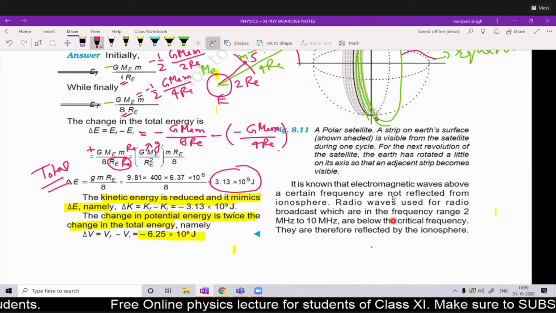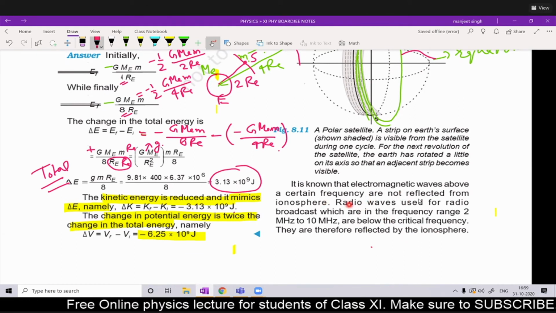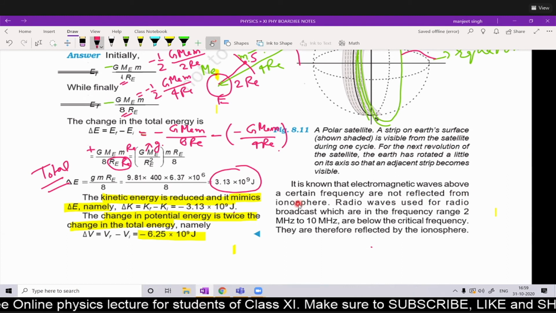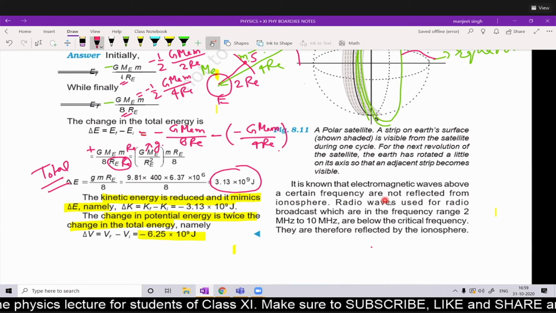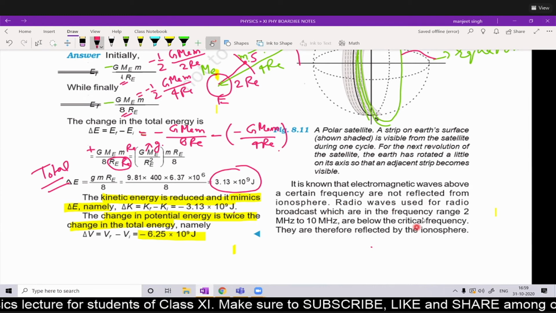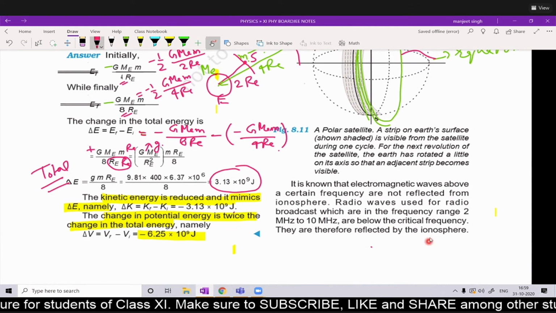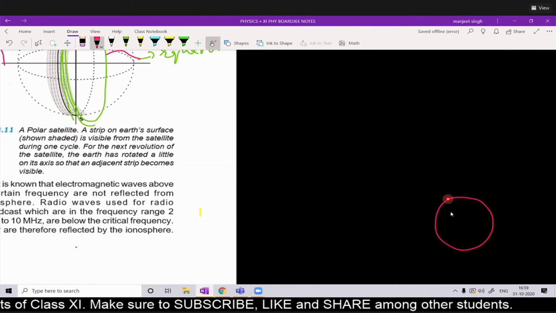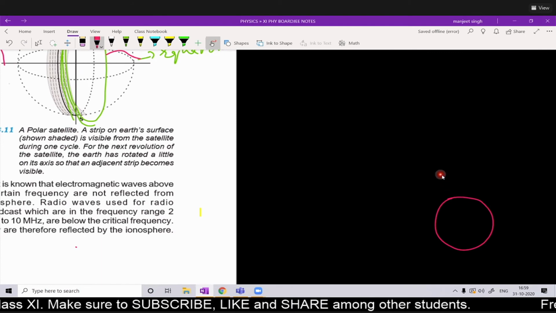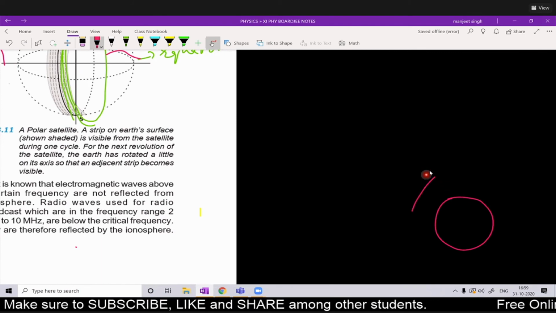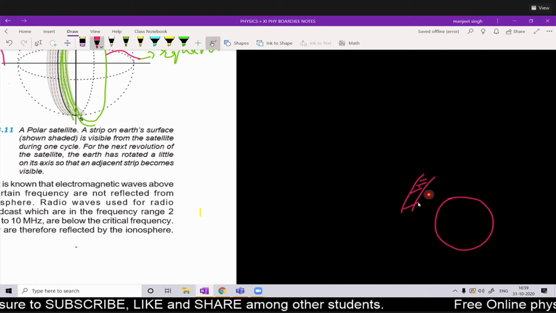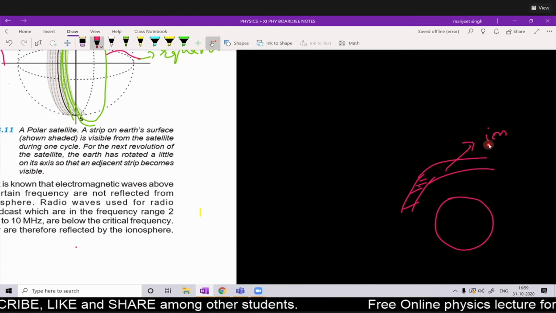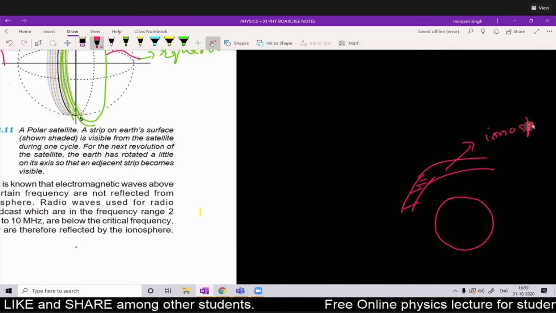Now you should have a certain knowledge about electromagnetic waves also. Electromagnetic waves above a certain frequency are not reflected by the ionosphere. Earth is having an ionosphere. Suppose this is the Earth. So stratosphere, ionosphere, many layers are there. So suppose we say this is the ionosphere. Ionosphere is formed by the ions.